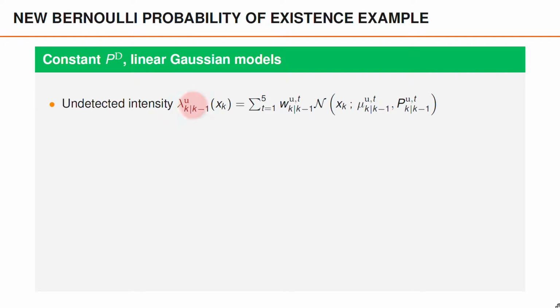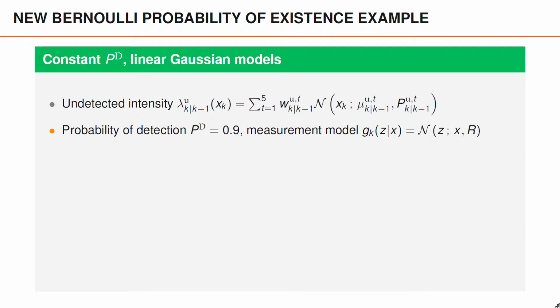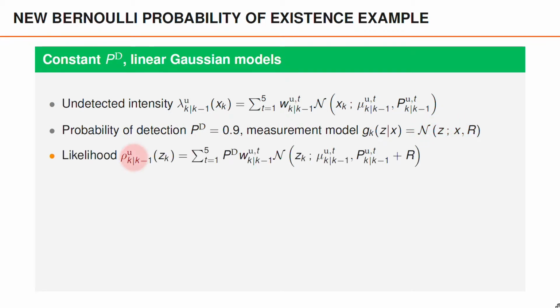The prior undetected intensity is a Gaussian mixture with 5 components. The probability of detection is 0.9, and the measurement model is Gaussian with mean equal to the object state x and covariance R. The likelihood rho is then a Gaussian mixture with 5 components, where the prior weight is multiplied by the probability of detection, and each Gaussian has mean equal to the predicted measurement, which is equal to the prior mean in this measurement model. And the covariance is the innovation covariance, which is the prior covariance plus the noise covariance R in this example.